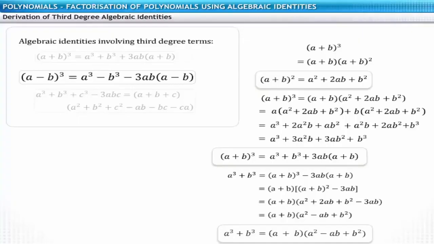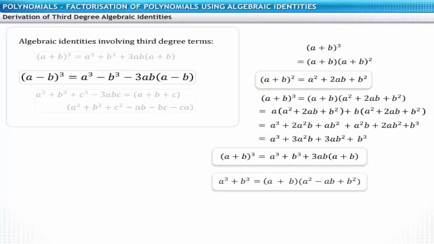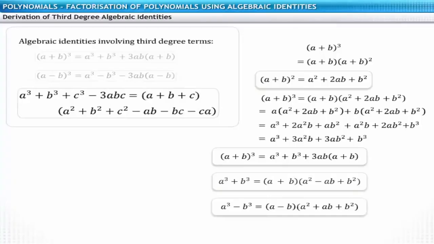You can use a similar approach to derive the second identity. You can express this identity as the difference of two cubes. Please note that we will not derive the third identity as it is not in the scope of your syllabus. However, please remember this identity. You may have to apply this identity for factorizing polynomials.